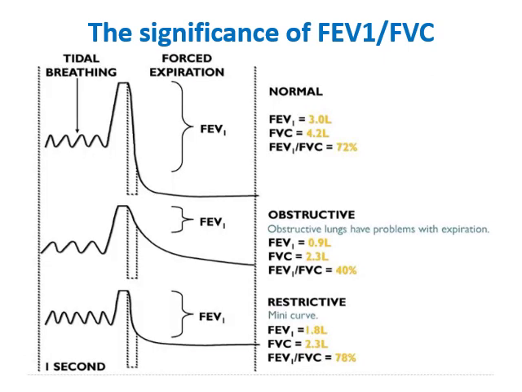This is to emphasize the fact that in obstructive and restrictive lung disease, both the FEV1 and FVC are reduced, but in obstructive lung disease, the ratio of FEV1 to FVC is decreased, while in the restrictive lung disease, the ratio of FEV1 to FVC is increased.